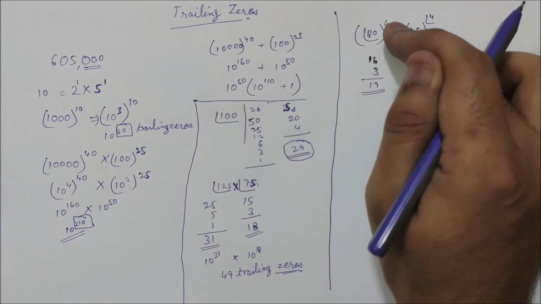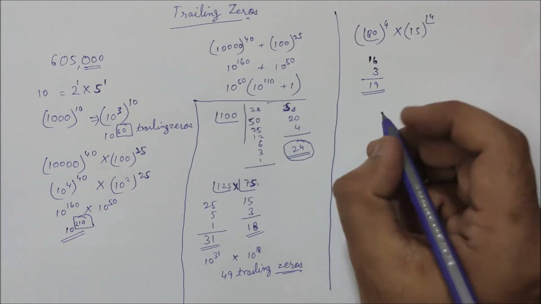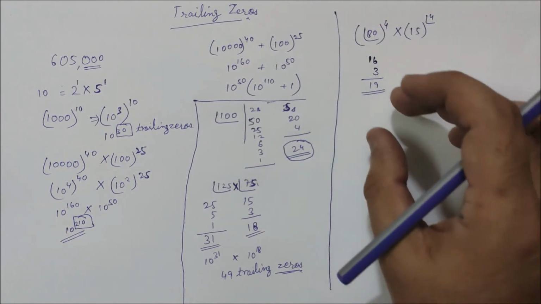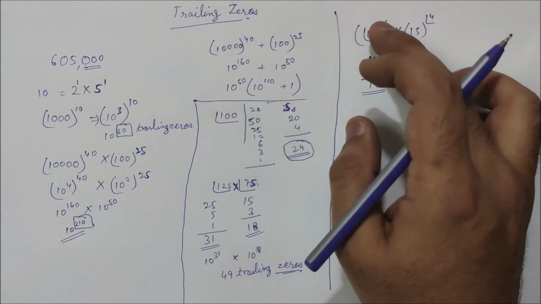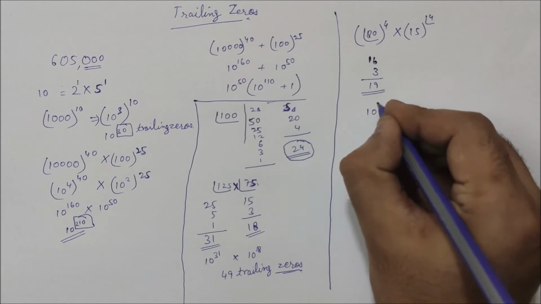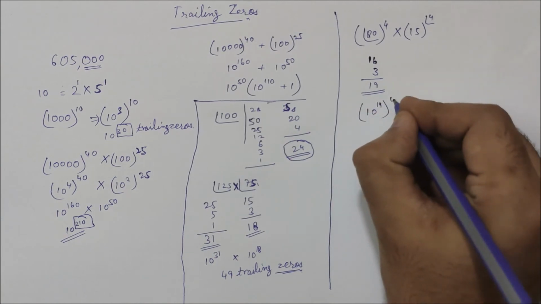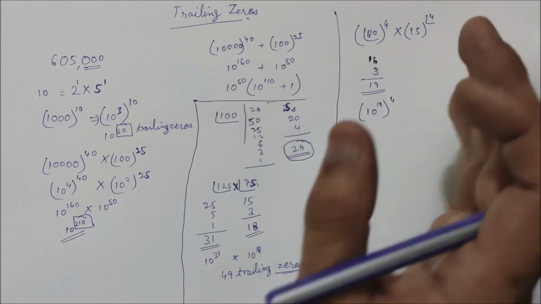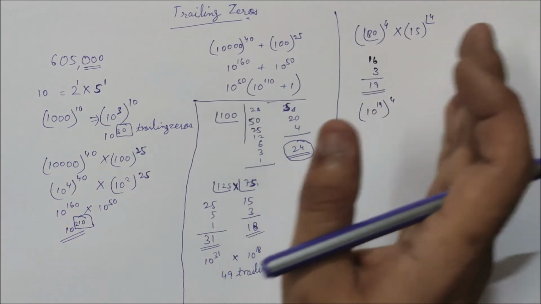I haven't raised it to the fourth power yet. So in this expression, if I take the number 10 and figure out how many 10s are available, I can write it as 10 to the power 19 raised to the power 4, because whatever number other than this 10 is available would be raised to the power of 4 separately.